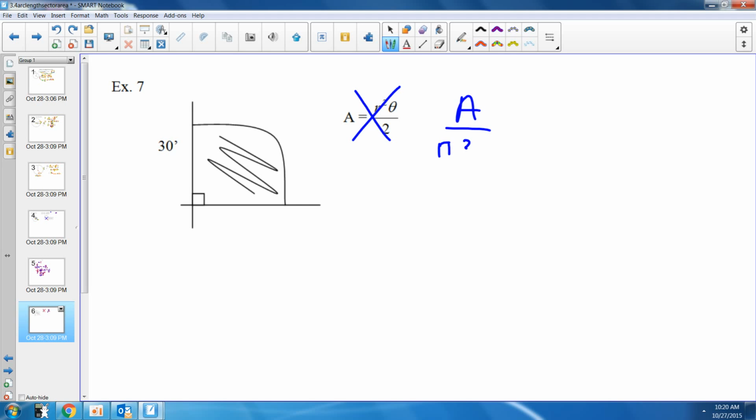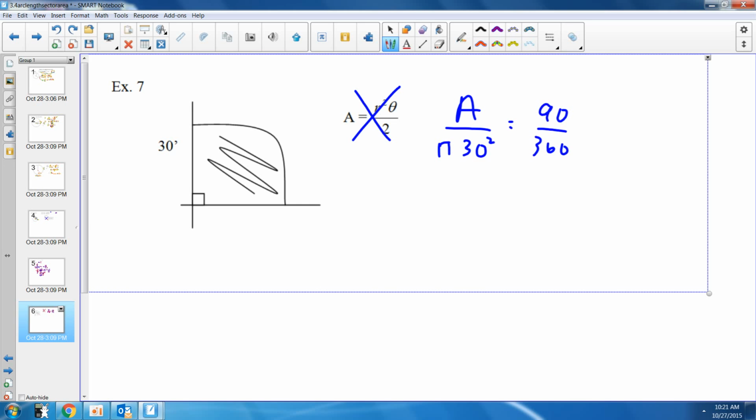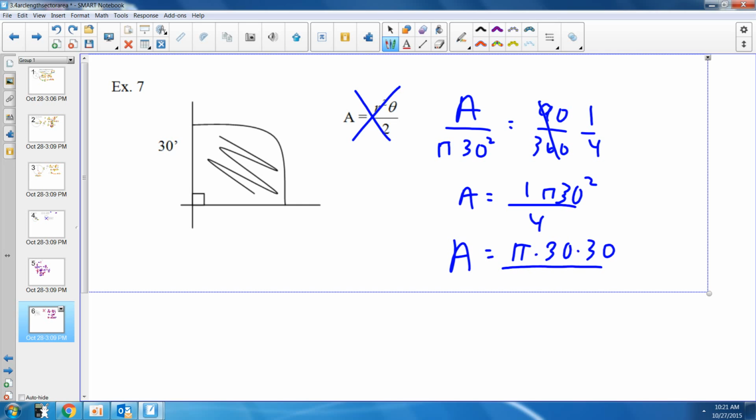So A over pi r squared equals 90 degrees over 360. It's pretty easy to solve after you set that up. This becomes 1/4. Area equals 1/4 pi 30 squared. Area equals, let's see, this is exactly 225 pi, or you can round to the nearest hundredth, however you want to do it. And that would be feet squared.